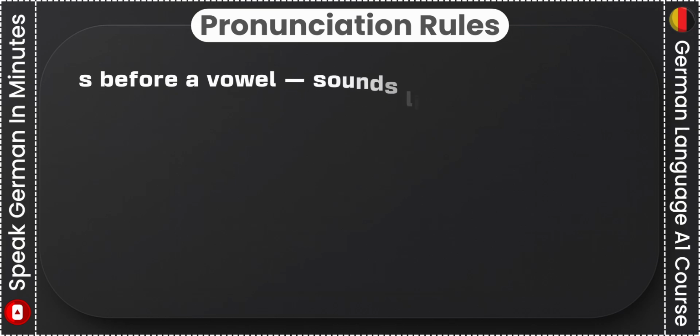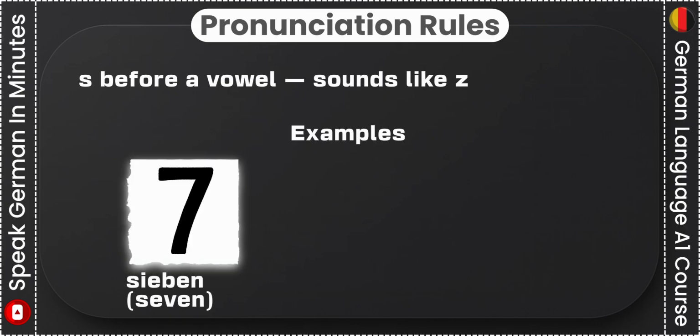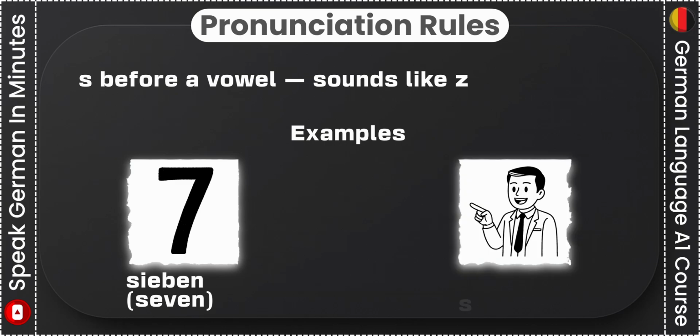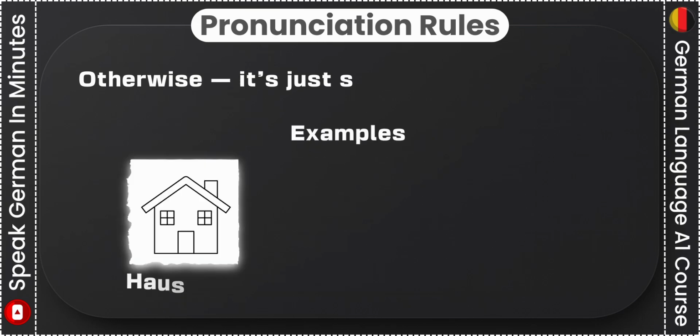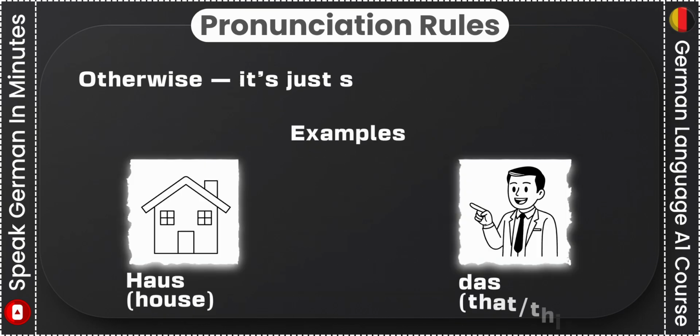S before a vowel sounds like Z. Examples: sieben, so. Otherwise it's just S. Examples: Haus, das.